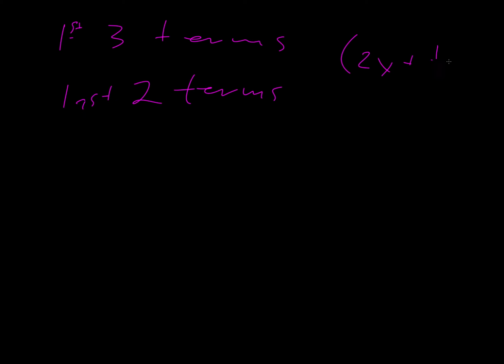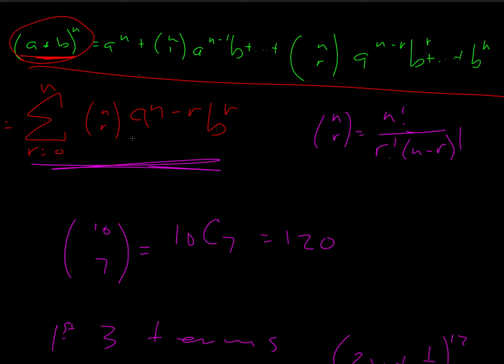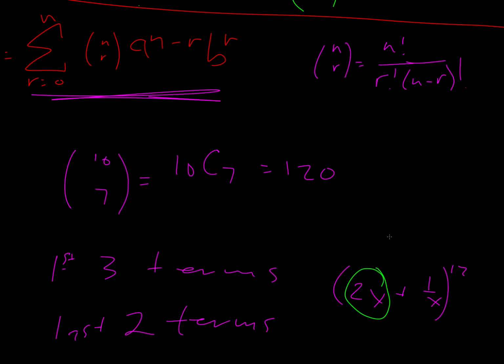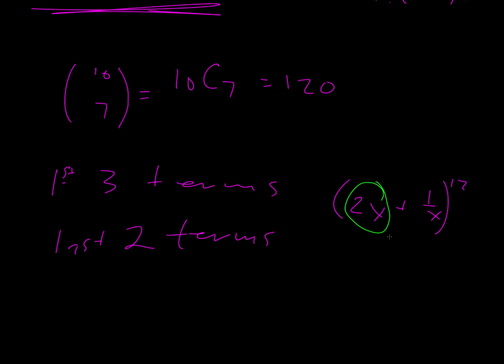So for this one, we need to write down the first 3 terms as well as the last 2 terms of (2x + 1/x)^12. Okay, so if we go back up here, we see that it's just a^n. So a is going to be this piece, and so we're just going to get (2x)^12.